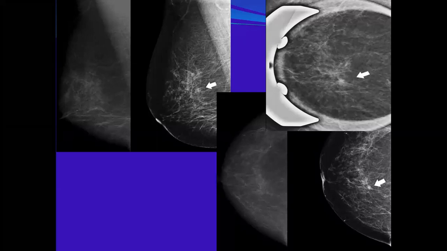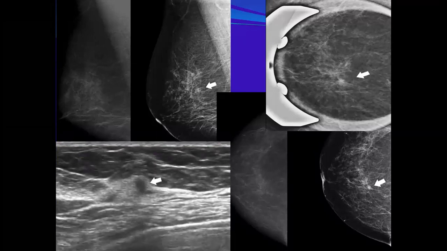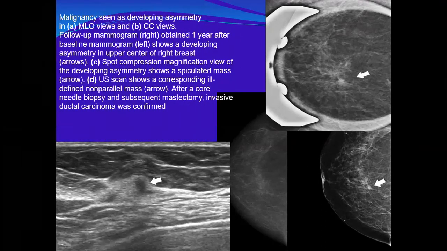So next it will be ultrasound. Targeted ultrasound, and this is the ultrasound. Targeted ultrasound showed something. On ultrasound, BI-RADS 4. Yes, this is BI-RADS 4. It's a non-parallel indistinct lesion. It is BI-RADS 4. So this is malignancy, seen as a developing asymmetry.